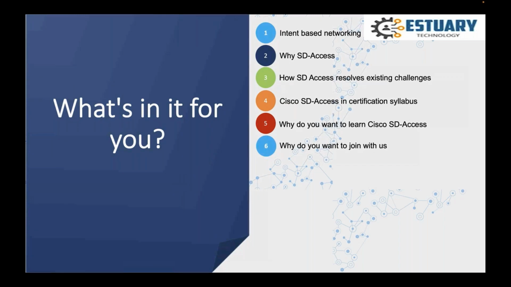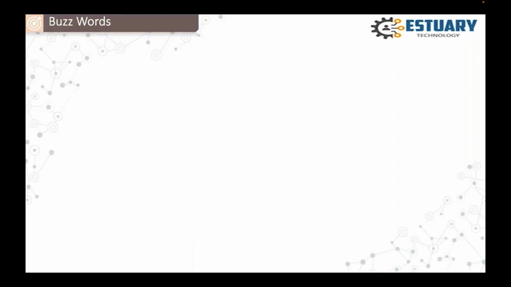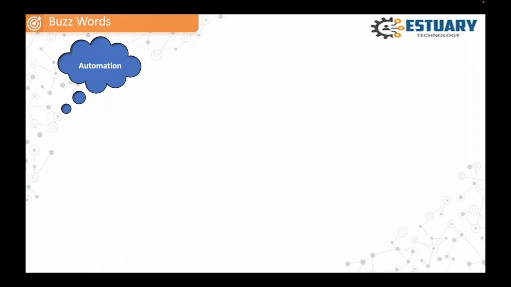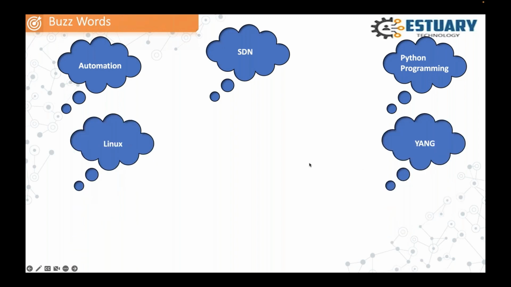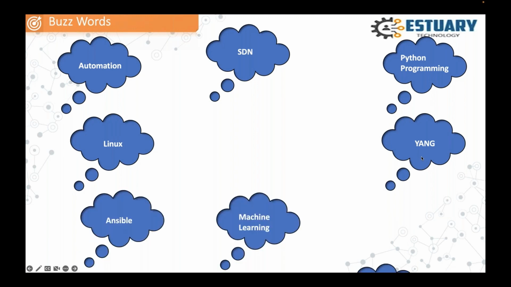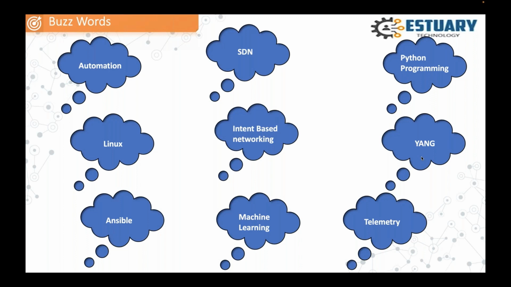So what does it mean by intent? Before even that, you might have heard all these buzzwords, right? Automation, then you got SDN, then you got Python programming, other buzzwords like Linux as a requirement for network engineers to learn, YANG model, Ansible, machine learning, telemetry, and then you got intent-based networking. Not only Cisco, all vendors are talking about intent-based networking.